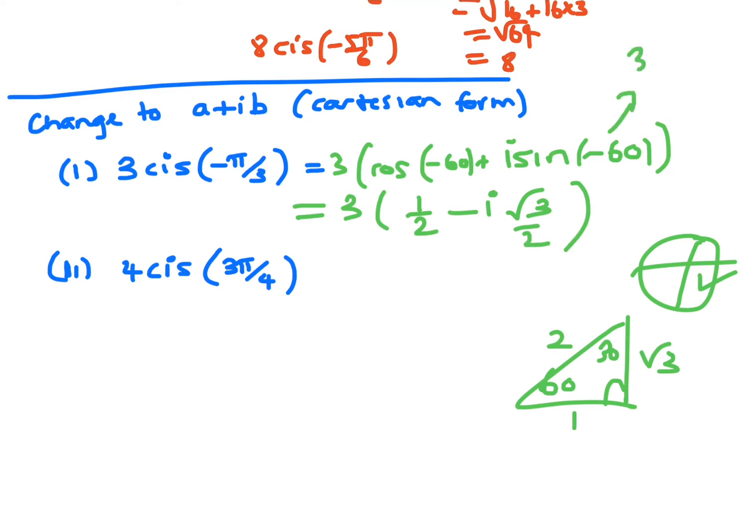You could also do that as 300 degrees, or do the same thing, because 360 minus the 60 will give you 300 in the positive direction.